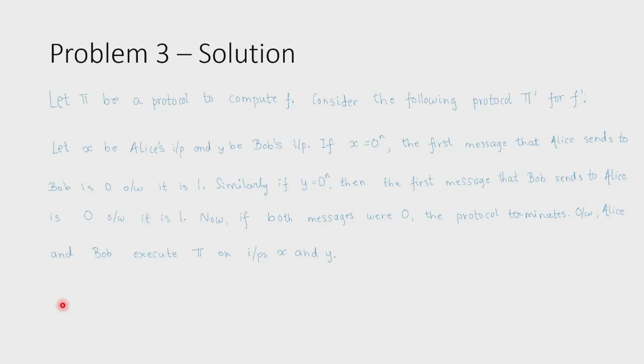Okay. So if the protocol is clear, we need to show two things. Number one, pi prime actually computes F prime. That is, it correctly computes F prime, right? And number two, that its communication complexity, so the number of bits it sends, is at most 2 plus the number of bits that pi sends, right? So let's do the first thing. Claim 1: pi prime correctly computes F prime.